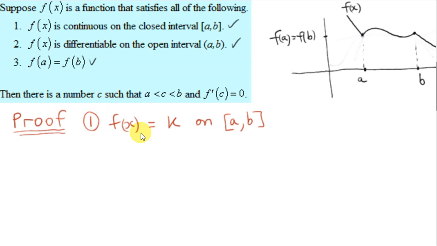The first case is where f of x is a constant k on the closed interval a to b. Here is a graph of our function. Now k happens to be a positive number in this picture, but of course k could be a negative number or it could be 0. But we can see that it's continuous on the closed interval a to b, and it's differentiable on the open interval a to b also. The derivative of a constant function is 0.